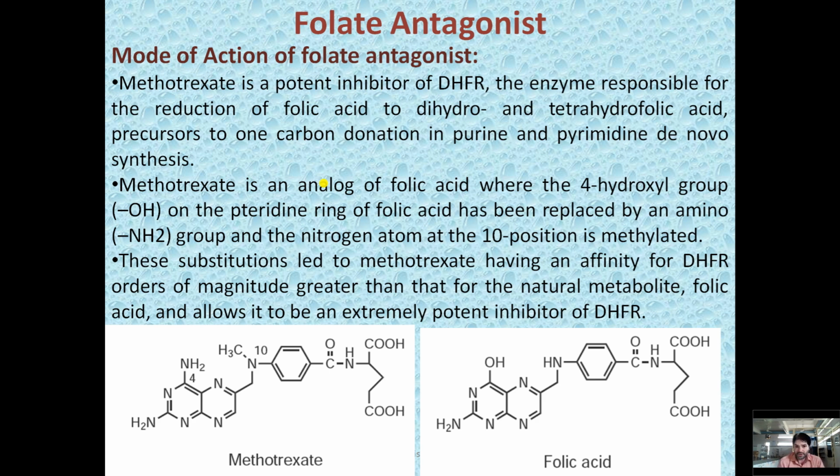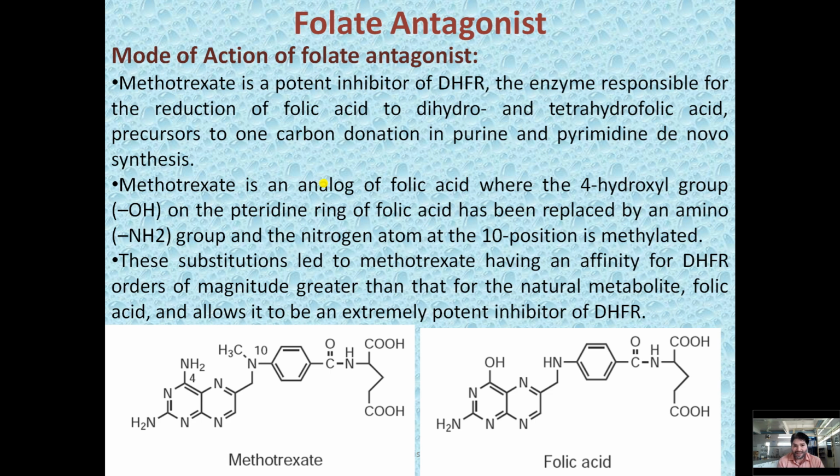Methotrexate inhibits the DHFR enzyme. When DHFR is inhibited, it is not possible to synthesize tetrahydrofolate, and if tetrahydrofolate is not available, then it is not possible to transfer one carbon atom to the purine and pyrimidine molecules. That is why the synthesis of purine and pyrimidine nucleotides and DNA synthesis stops.